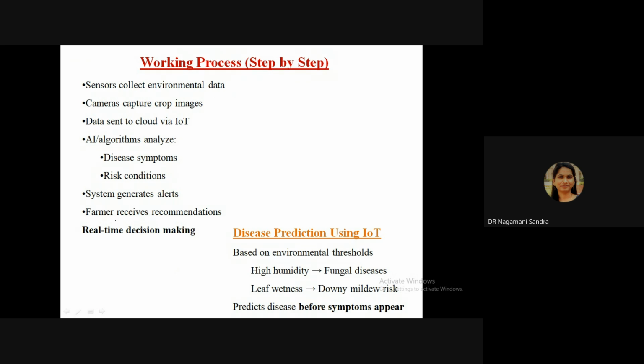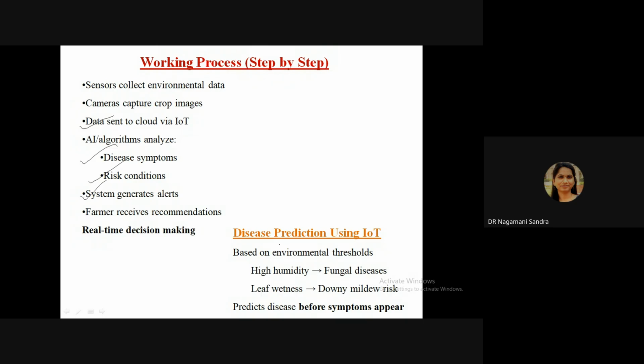And how these sensors work is, first the sensors will collect the environmental data, then the cameras will capture the crop images, then the data will be sent to the cloud via Internet of Things. Then artificial intelligence algorithms will analyze the disease symptoms and what the risk conditions are. Then the system generates the alert whether the possibility of disease is there or not. Then the farmer receives the recommendation on which fungicide or insecticide they have to spray.